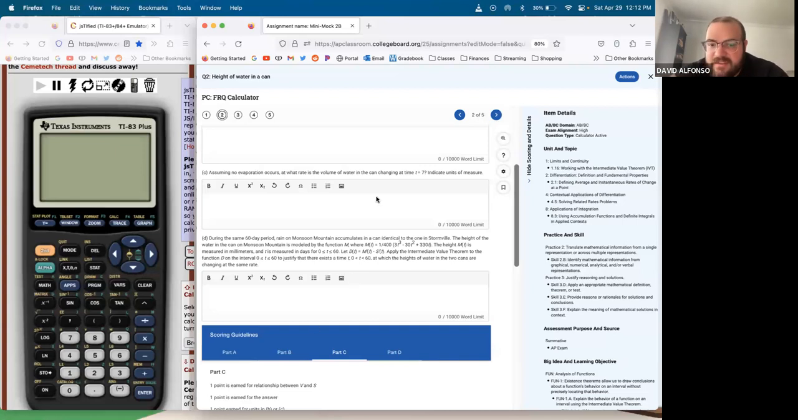So this one's pretty easy in terms of the calculations. Now remember, you can calculate derivatives at specific points. That's what the calculator can do. So see if you could figure this one out.